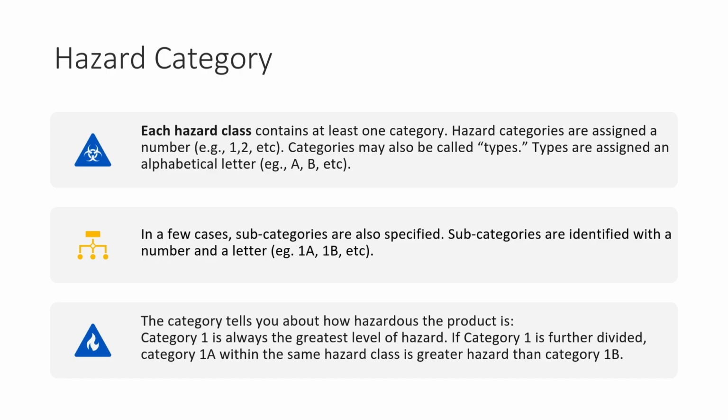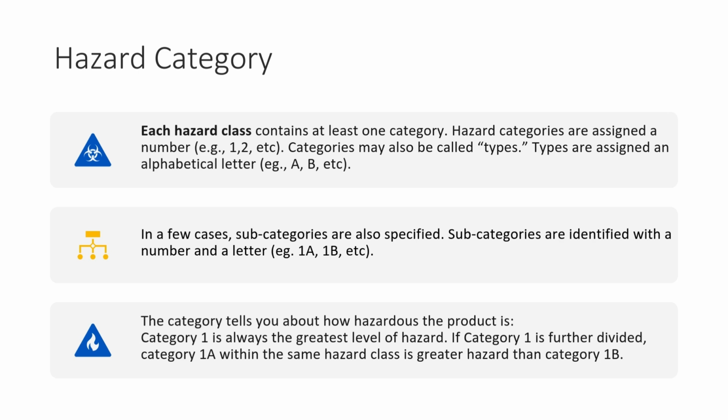Hazard categories. Each hazard class contains at least one category. Hazard categories are assigned a number, for example, 1, 2, and so on. Categories may also be called types. Types are assigned an alphabetical letter, for example, A, B. In a few cases, subcategories are also specified. Subcategories are identified with a number and a letter, for example, 1A, 1B.